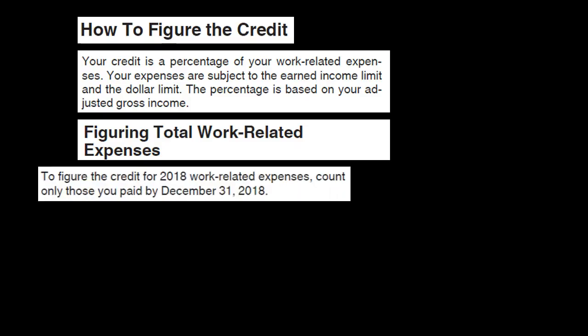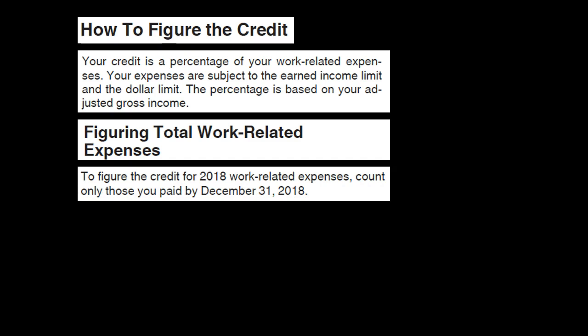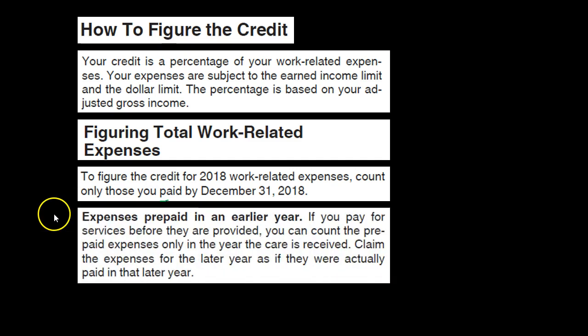Figuring your work-related expenses. To figure the credit for 2018, work-related expenses count only those you paid by December 31st, 2018. So we're on more of a cash basis type of system; you must have actually paid them by the end of the year, December 31st, 2018. Expenses prepaid in an earlier year: if you pay for services before they are provided, you can count the prepaid expenses only in the year the care is received. Claim the expenses for the later year as if they were actually paid in that later year.